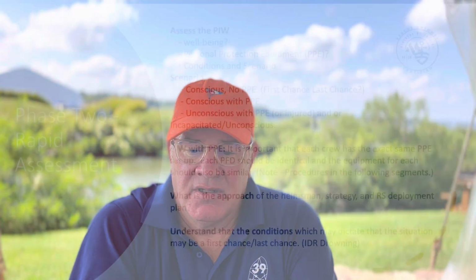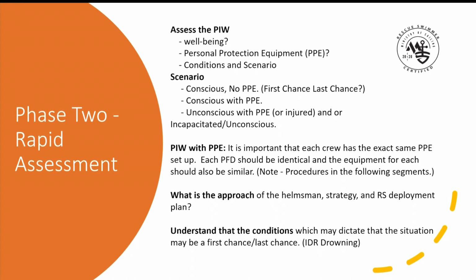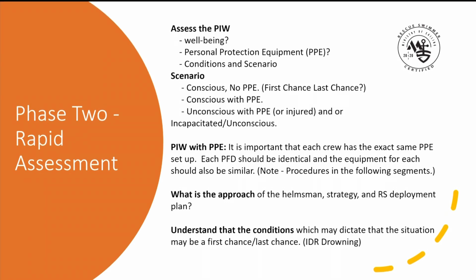The second phase of deploying a rescue swimmer is the rapid assessment. Assessing the person in the water, you need to understand what their well-being is. You could see what that is as they go by the boat or as you have that first initial thought looking at them. The second one is, what type of personal protection equipment do they have? Do they have a PFD on?